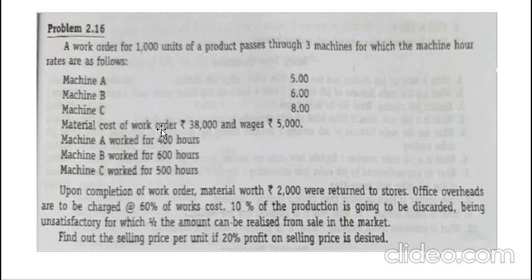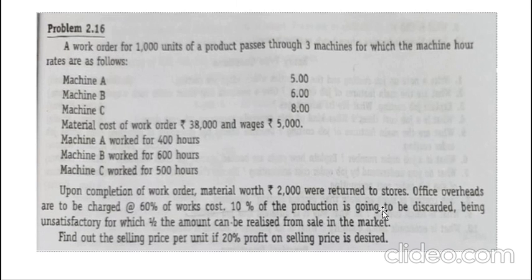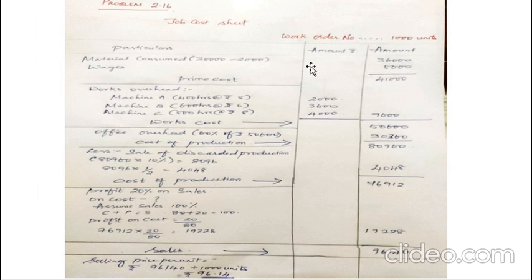So material cost of work order is 38,000. Out of this 38,000, upon completion of the work order, material worth 2,000 were returned to stores. So as your first item in direct expenses, material consumed was, out of 38,000, you're minusing 2,000, where you will be getting 36,000. So your material calculation is done. Next is your wages. So how much is your wages in the problem? Your wages is 5,000. So you'll be considering wages. So 36,000 plus wages will give you your prime cost, which is 41,000.